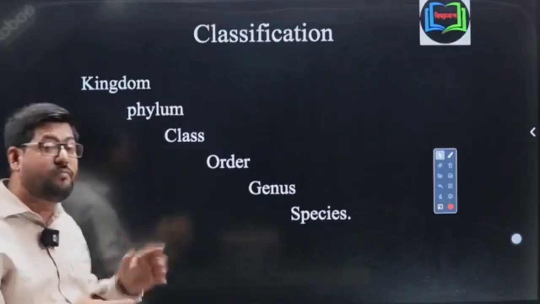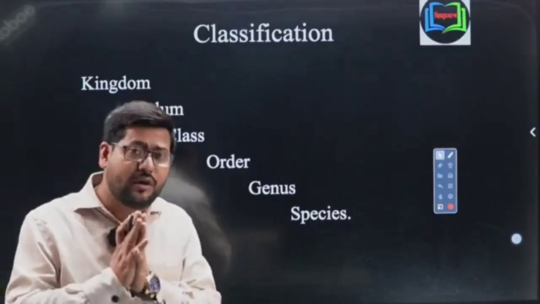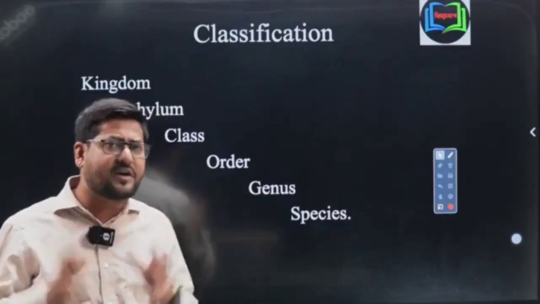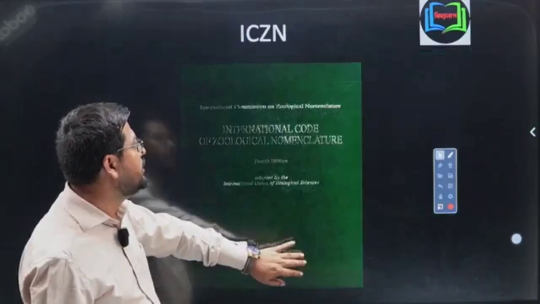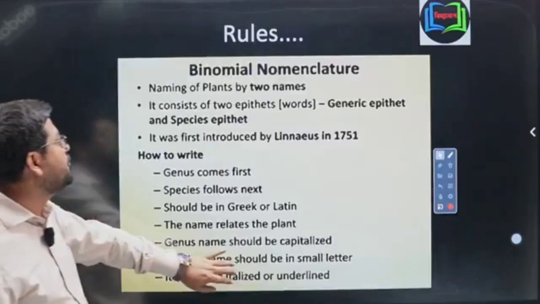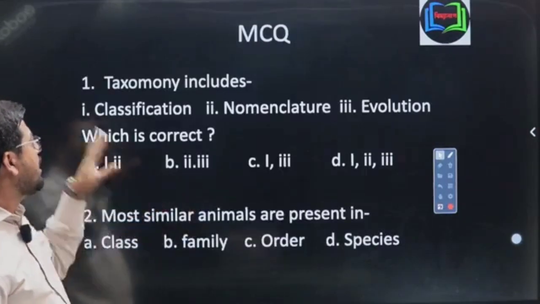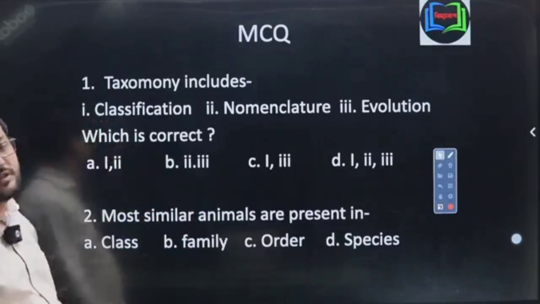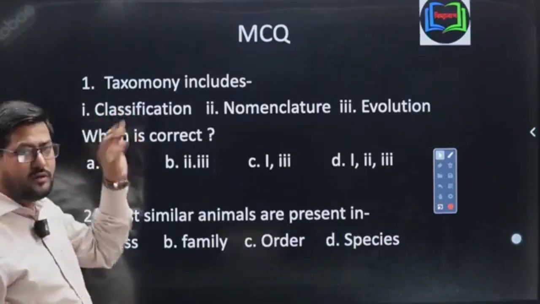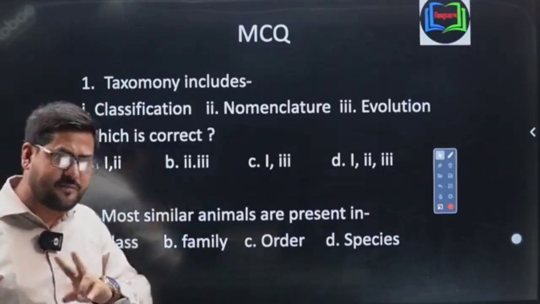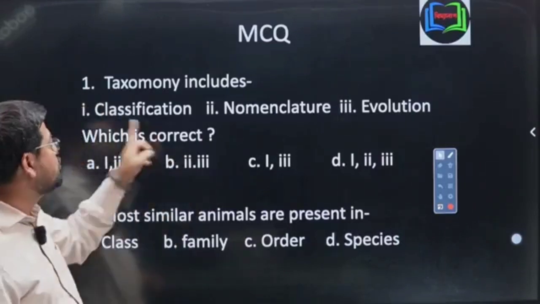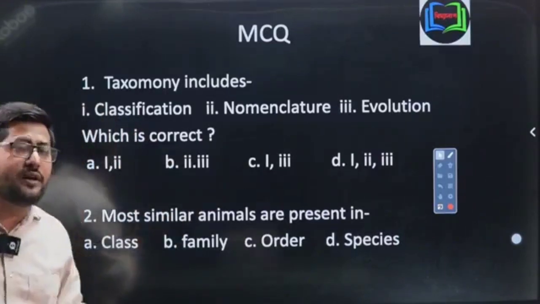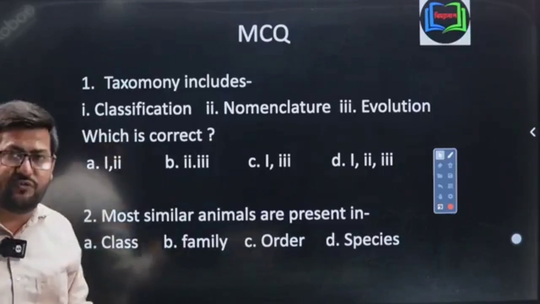And in medical admission tests or university admission tests, there is a particular type of question, and that question I am going to show you. Okay, and here we can study a particular MCQ. My dear students, it is taxonomy. So taxonomy means, as I have said earlier, you have to identify which things taxonomy includes. Does taxonomy include classification? Obviously.